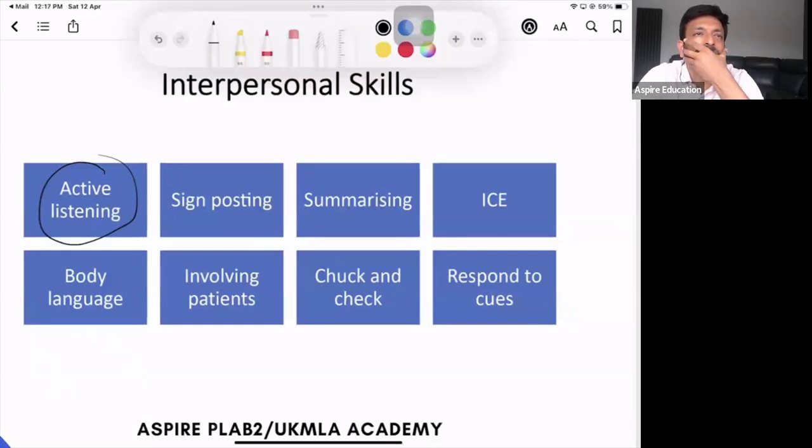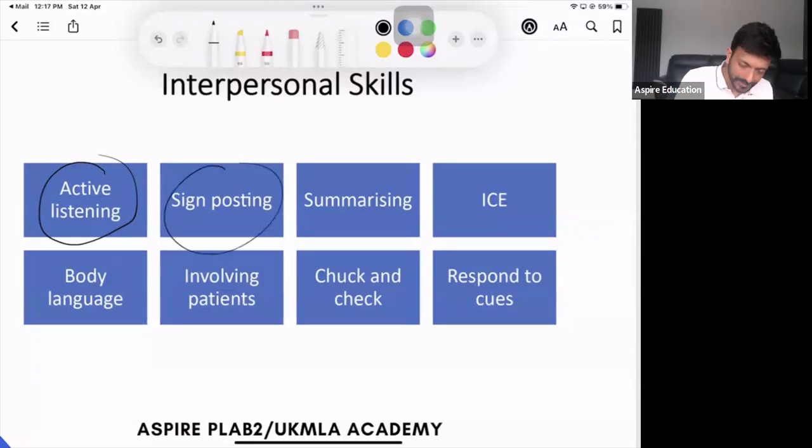For example, if they're talking, they might be thinking, maybe this doctor is sleeping now. I don't know if he's paying attention to me or not. So what can you do in that case? You listen, and you can show them active signs of listening by just nodding your head. If they're talking, all right, yes. That's what you do. That's active signs of listening.